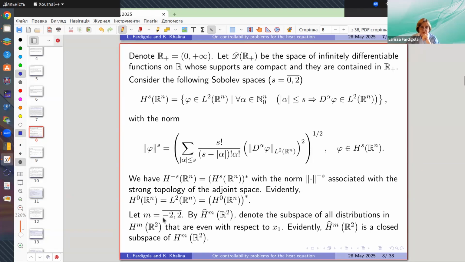Also, for m from -2 to 2, we denote by h hat m of R squared the subspace of all distributions or functions in Hm of R squared that are even with respect to x1. Evidently, this new space is a closed subspace of Hm of R squared.